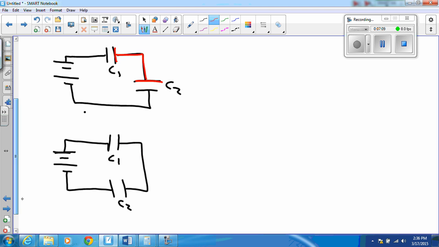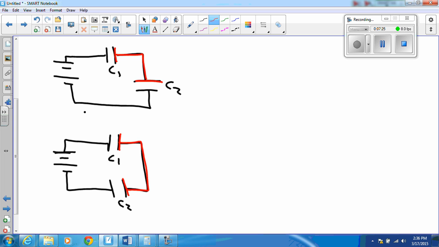See that connection right there? It's a straight shot from C1 to C2. And there are no other additional wires or circuit elements coming off between them. That's what makes them be in series, no matter how they're arranged.